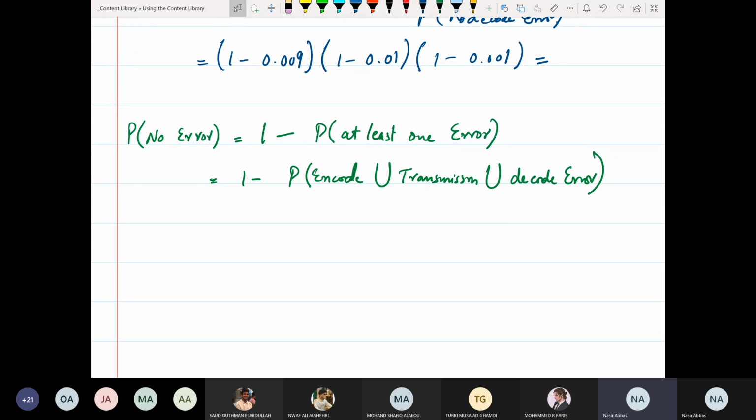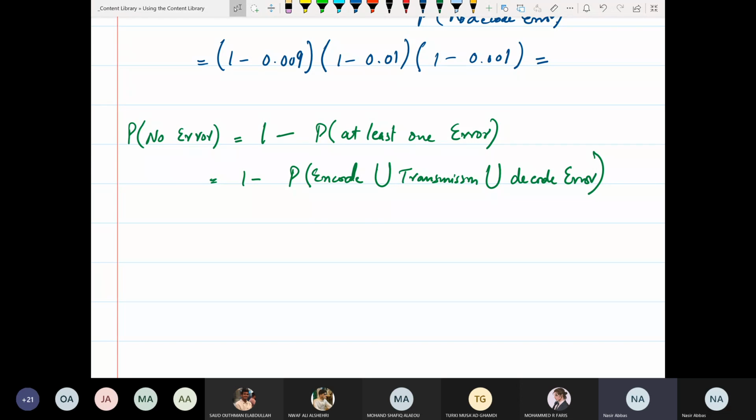Yes, anyone? How do you find the union now? Do you add? Is probability of A union B equal to probability of A plus probability of B? Or is there something minus also? Minus the intersection. Minus the intersection.